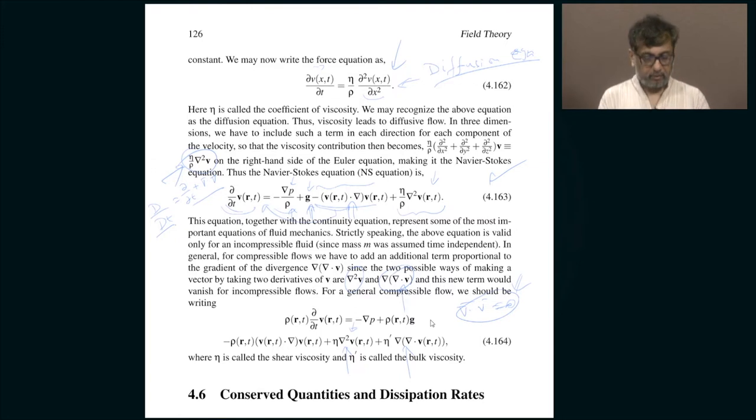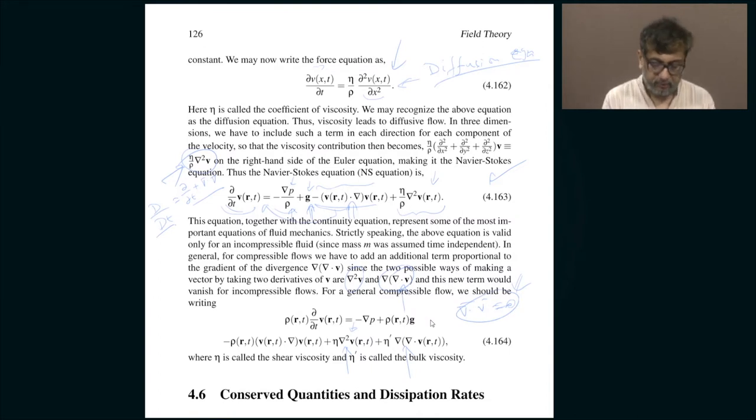grad del v is called bulk viscosity, indicative of the fact that this viscosity simply comes about because of the density not being constant from point to point. So there is some kind of a drag in the fluid because of that also. Okay, so the shear viscosity is because of layers rubbing against each other. The bulk viscosity is because density changes from point to point, and the fluid for that reason also kind of rubs against itself. So these two will cause internal friction, and this is called viscosity.